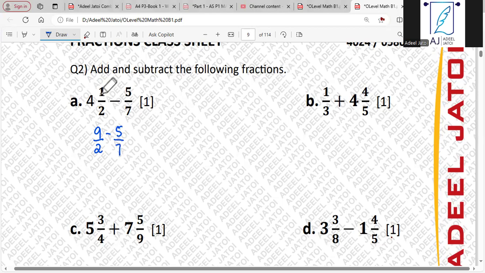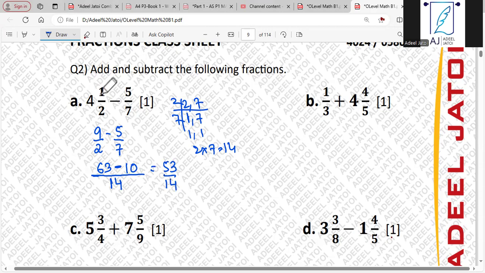5 upon 7. So if we use 2 and 7, so the LCM will be using 2 and 7. 2 ones are, and obviously 7 is less, 7 ones are. So 2 into 7 is what? 14. Since 14 is your LCM, 14 divided by 2 is what? 7. And 9 into 7 becomes what? 63, right? And 14 divided by 7 is 2. 2 into 5 becomes what? 10. So the end result is 53 upon 14.